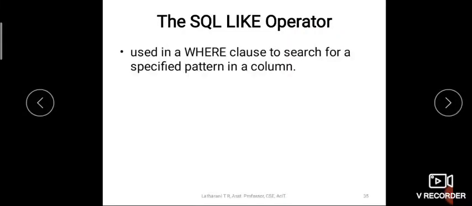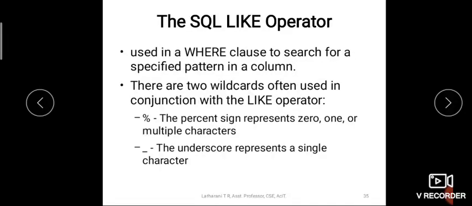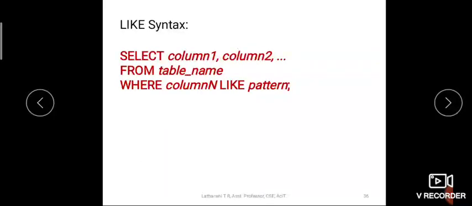It is used in the WHERE clause. It will search for the pattern given. It uses two wildcards. One is the percentage symbol, the other one is underscore. The percentage symbol can match 0, 1 or multiple characters, but underscore can match only a single character. Let us see how you can use them.